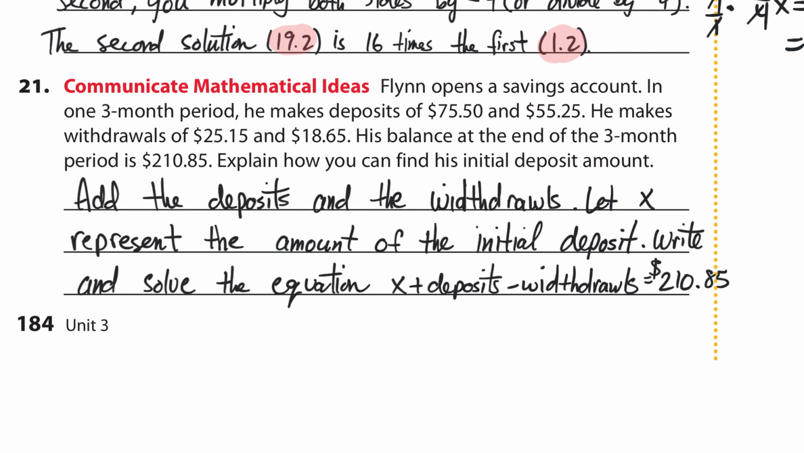So here's the response. You add the deposits and the withdrawals. You let X represent the amount of the initial deposit. So we'll write and solve the equation. That initial deposit plus the deposits minus the withdrawals is equal to that final amount, $210.85. So there you go.